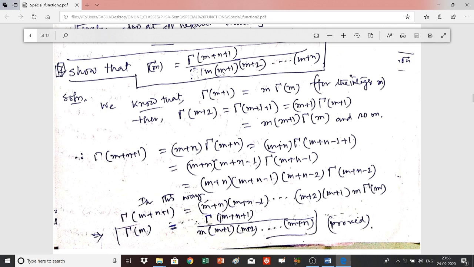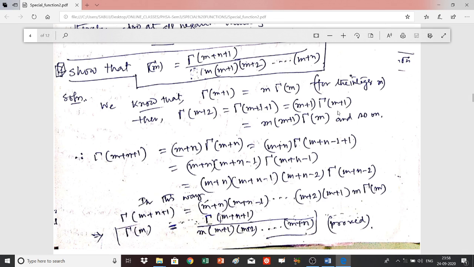To prove this relation, we also have to use an identity, that is gamma n plus 1 is equal to n gamma n. In this case, since you are to find out the value of gamma m, gamma m plus 1 can be written as equal to m into gamma m. Okay, no problem here. And in this way, gamma m plus 2 you can write as gamma m plus 1 plus 1, and that is nothing but m plus 1 gamma m plus 1. And I hope there is no problem to understand it.